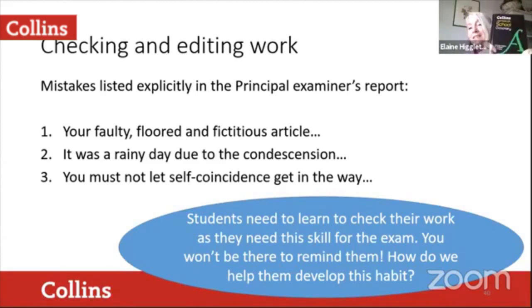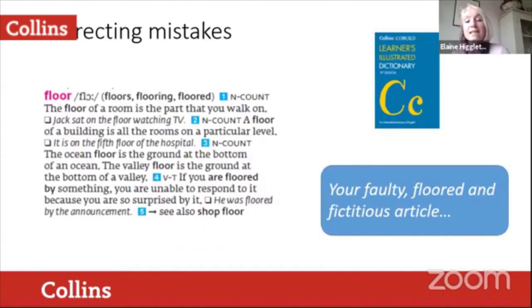The single most underused resource in the English language classroom anywhere in the world. And this is what we do. So your student has written your fictitious article using F-L-O-O-R-E-D as a mistake. Underline it. Make them then go and look it up for themselves in the dictionary. Which bit of the dictionary entry will tell them that they've got the wrong word? The dictionary doesn't tell them it's a homophone, but the dictionary will say you might have the wrong word here. Which bit do they need to look at to see that they've got the wrong word?